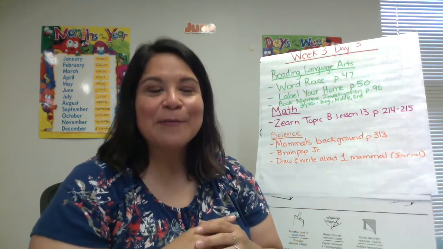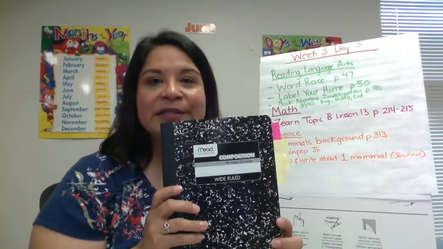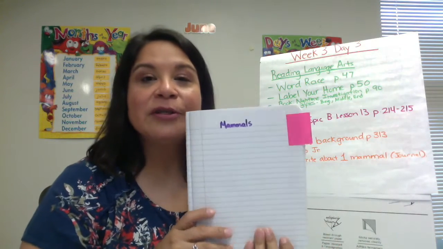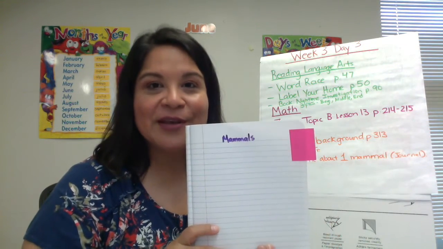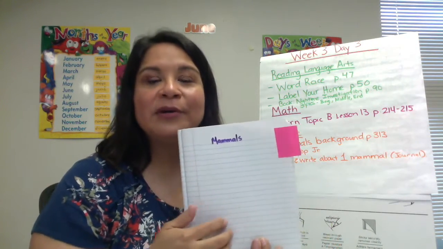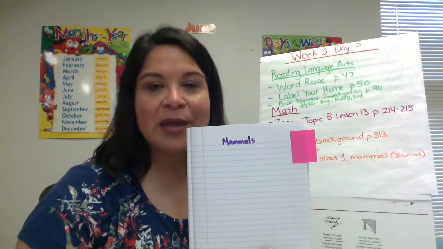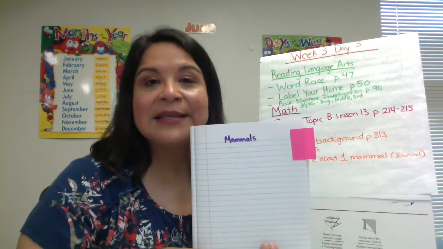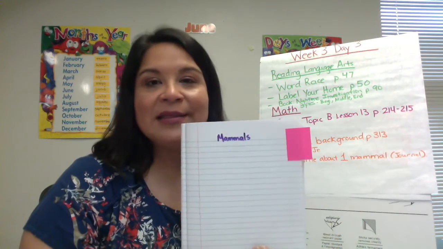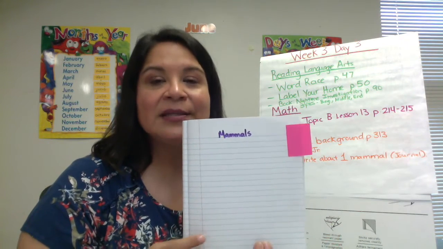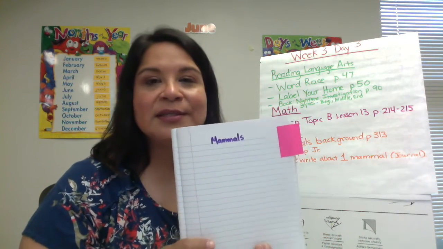Okay, so choose a mammal, and in your composition book, you're going to write "mammals" on the top, and you're going to draw that one animal that you chose. After you draw and maybe color your mammal, then you can tell me some facts that you know about that mammal. Maybe tell me about its color, what it likes to eat, what it does, anything that you know of. And if you don't know, maybe you can ask mom and dad, and maybe they know some facts. Just write a few sentences about your mammal.